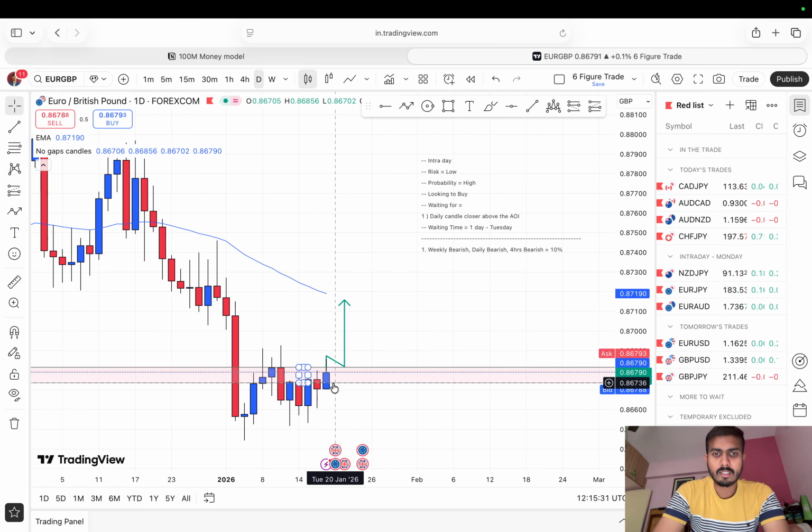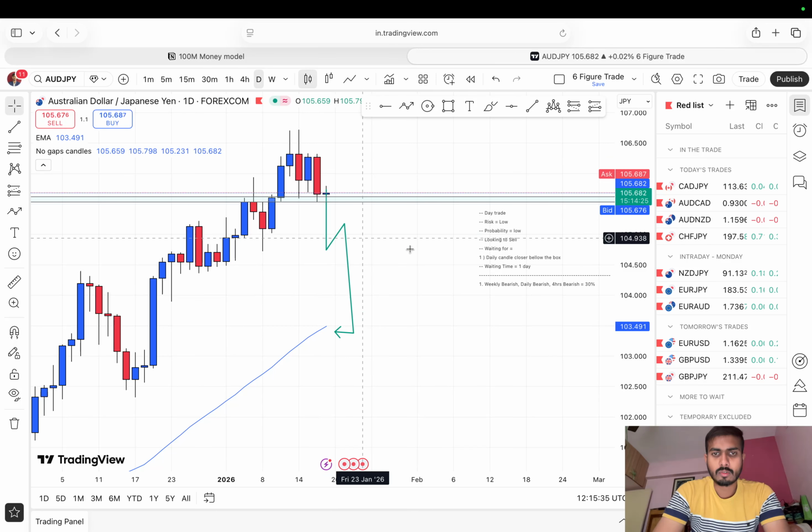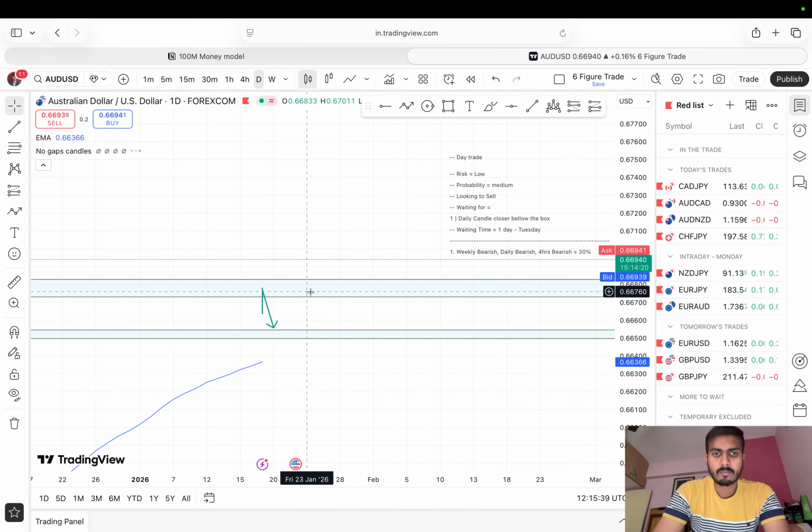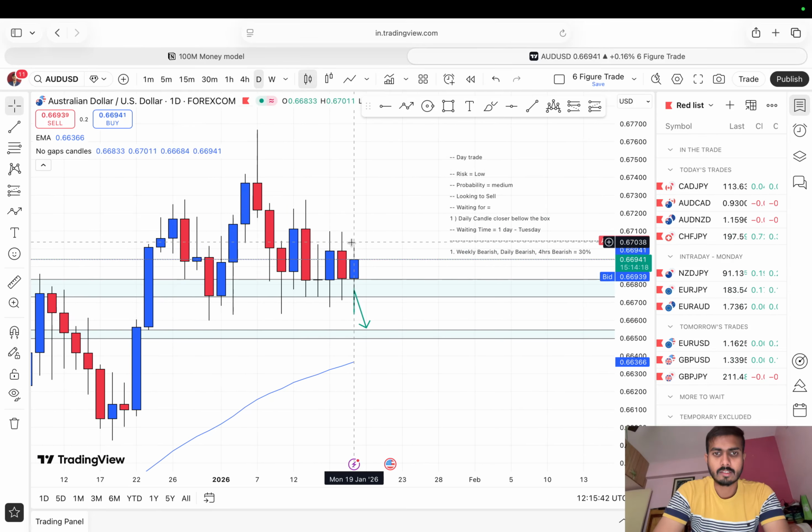Intraday, I'm waiting for this candlestick to close above. EURJPY candlestick to close below. And the AUDUSD, this is still loading, candlestick to close below. That's it. We'll come back.